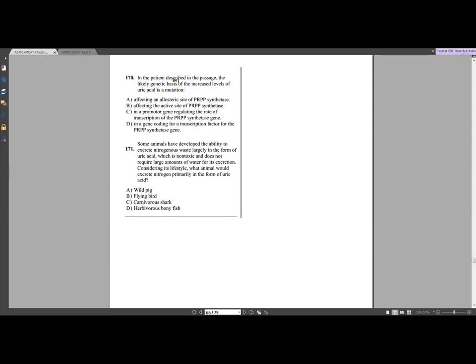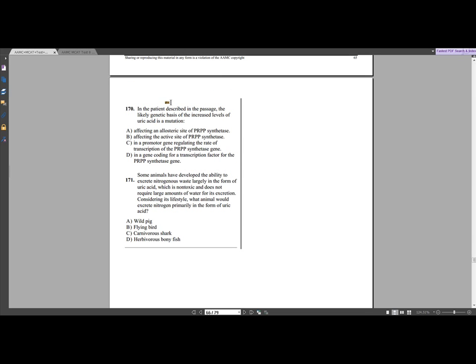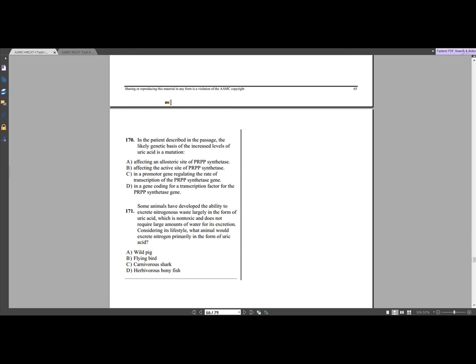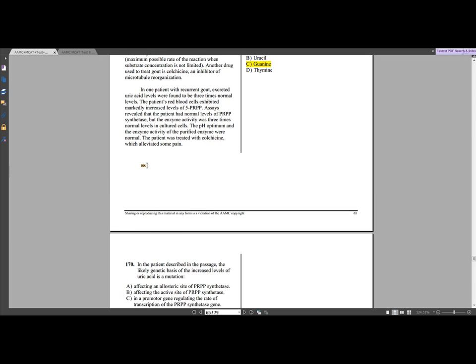And the patients described in the passage, the likely genetic basis of increased level of uric acid is a mutation. And what is this mutation? I have no clue.